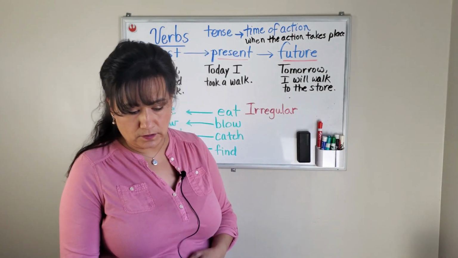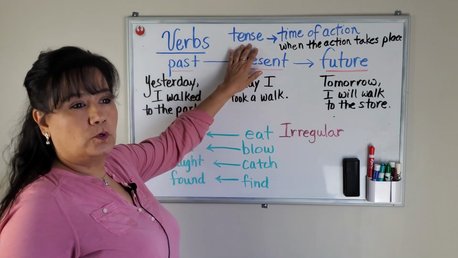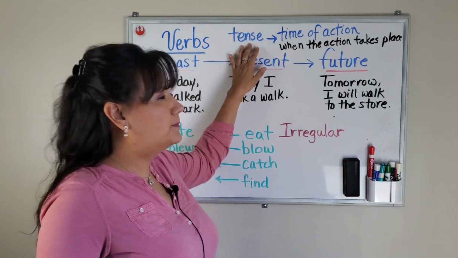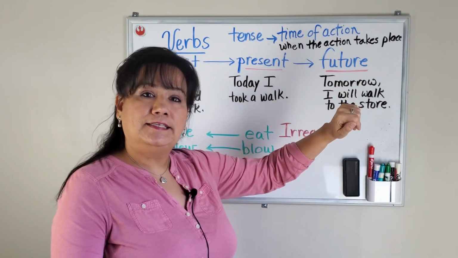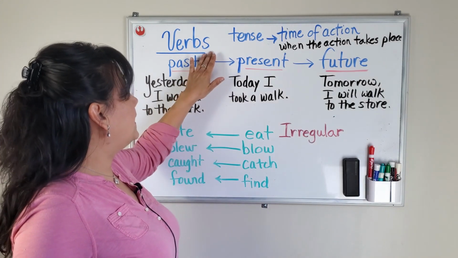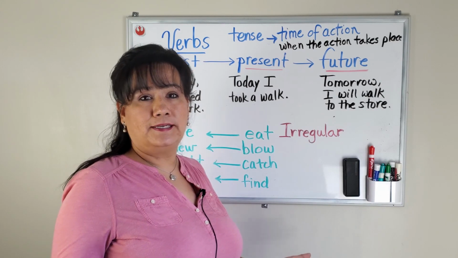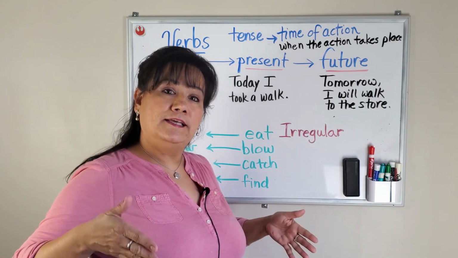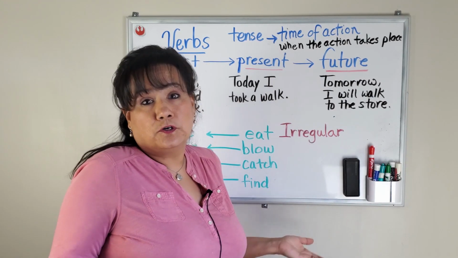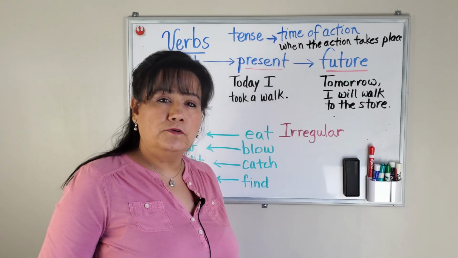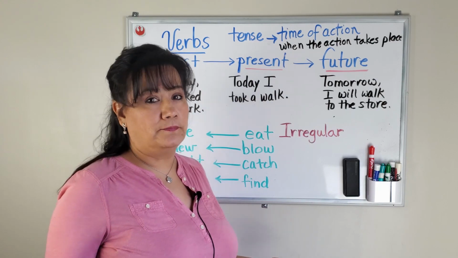Okay, so I want you to look on the board with me. And I wrote here what the word tense is. And tense means a time of action, when the action takes place. Okay, so verbs can be used in different tenses because there's actions that happen in the past, they're happening in the present, and of course things that are going to happen in the future. And we use verbs in all tenses, and it's important for us to know what we need to do to make them sound correct and to write them correctly.